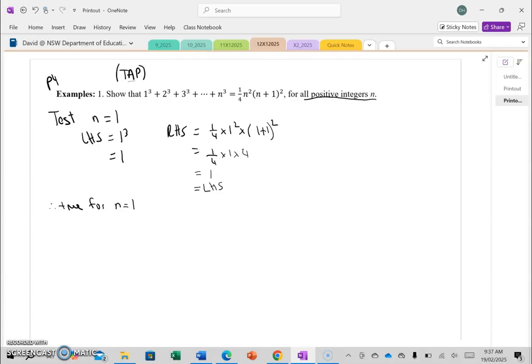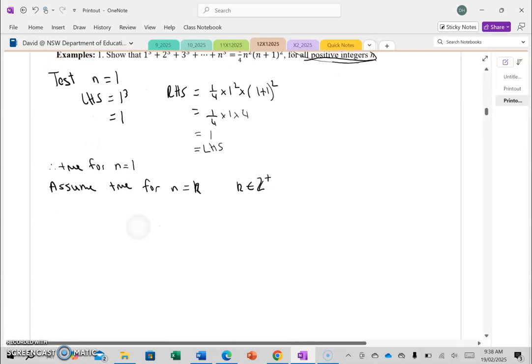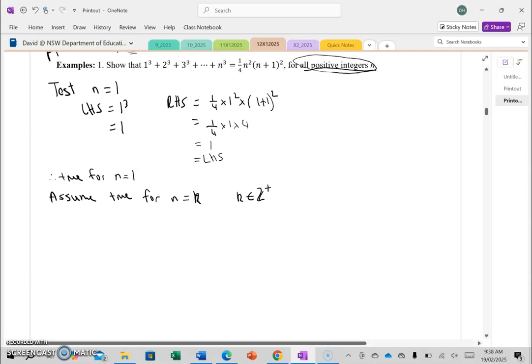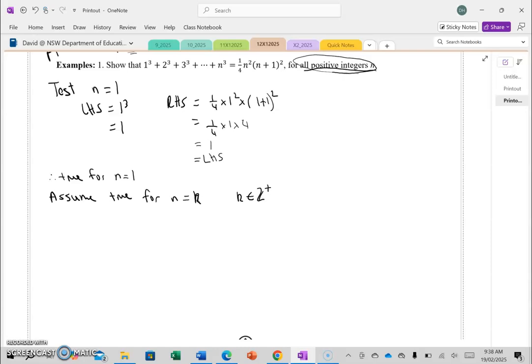Now we move on to the next, which is A, which is assume true for n equal to k, where k follows whatever n is, and n are all positive integers, so therefore k must be a positive integer. I like to write k as an element of the positive integers because it's a bit shorter than writing for some integer k. So what do I do? I rewrite the original statement, but just change any n's to k.